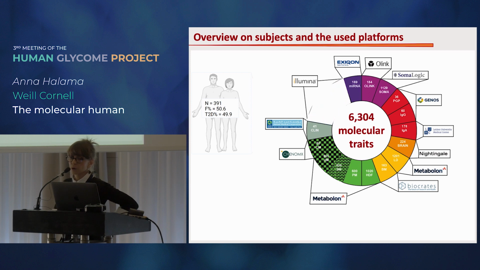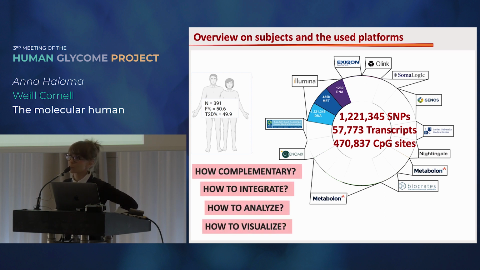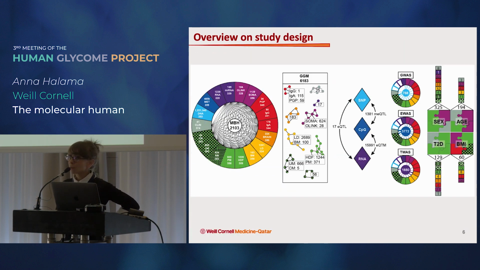So in total, we generated information on over 6,000 molecules, which are not genetic components, together with genetic information on over 1 million SNPs, 50,000 transcripts, and almost 500,000 methylation sites. So I feel I convinced you that we were in a position to start to answer the questions on complementarity and start to think how we can visualize those data. And this was our approach.